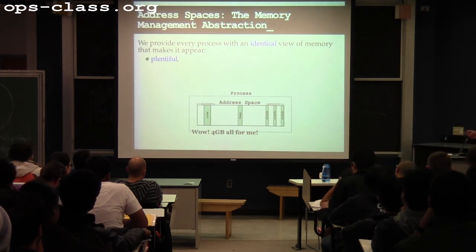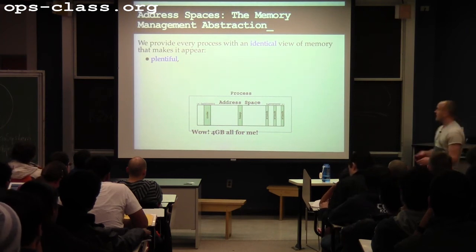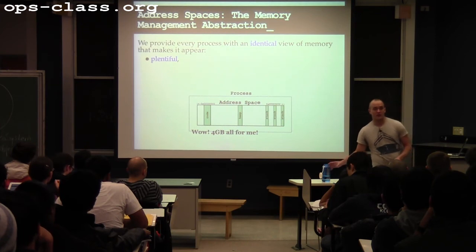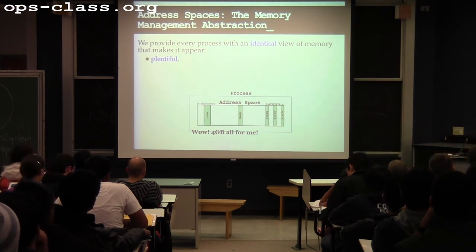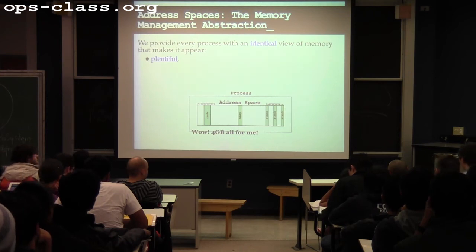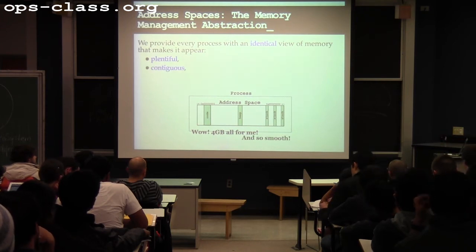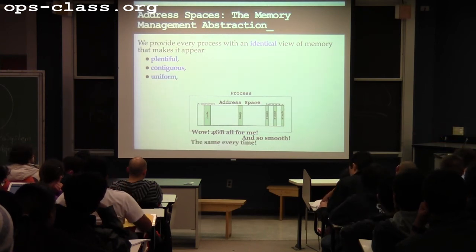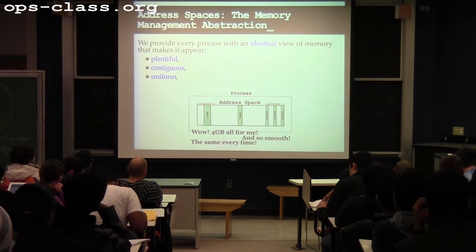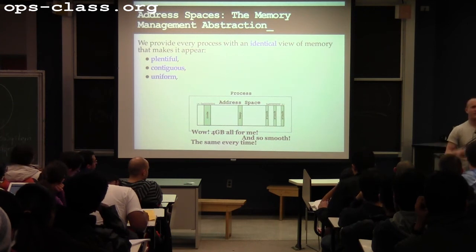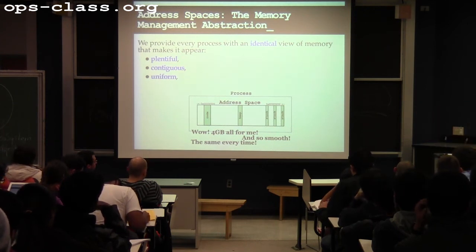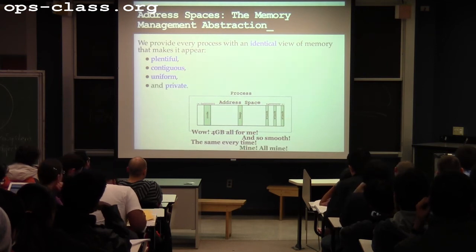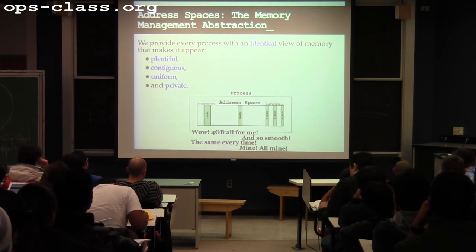Okay, so the fun thing about address spaces, these are the nice properties. I can provide every process or task with an identical view of memory. That view of memory makes it look plentiful. For example, I have a 4 gigabyte address space that's all mine. It's contiguous, there are no holes in it, no little gaps that I can't use. I can use any address within that space. It's uniform: every time I run, I get the same thing. I don't get a 2 gigabyte one day and a 4 gigabyte the next, or one that has a hole in it or starts at a different address. It always looks the same. That simplifies a lot of things about how processes operate, and it's private to my process.